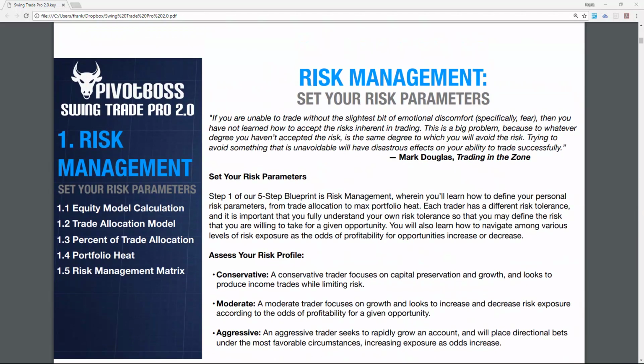So I'm going to go ahead and start off with a quote by Mark Douglas from the book Trading in the Zone, one of my favorite trading books. It could change your trading life in just the first 15 to 20 pages, much less the rest of the book. It is a powerful, powerful book.